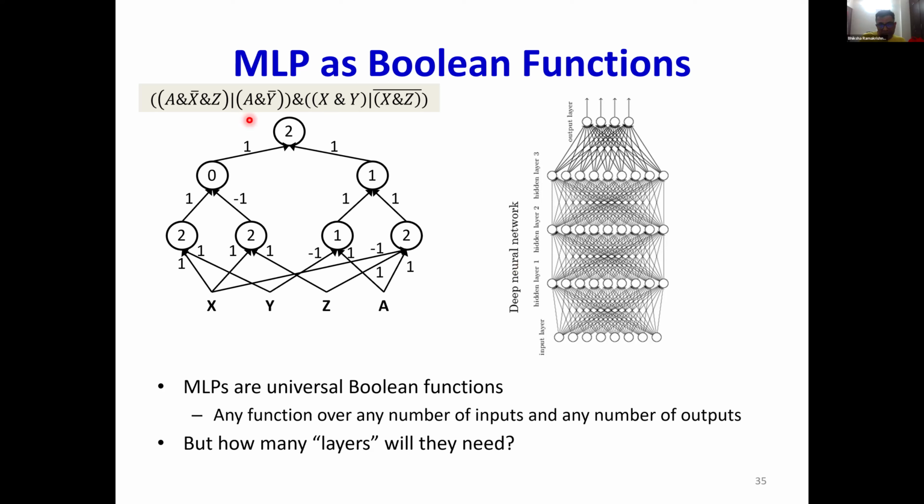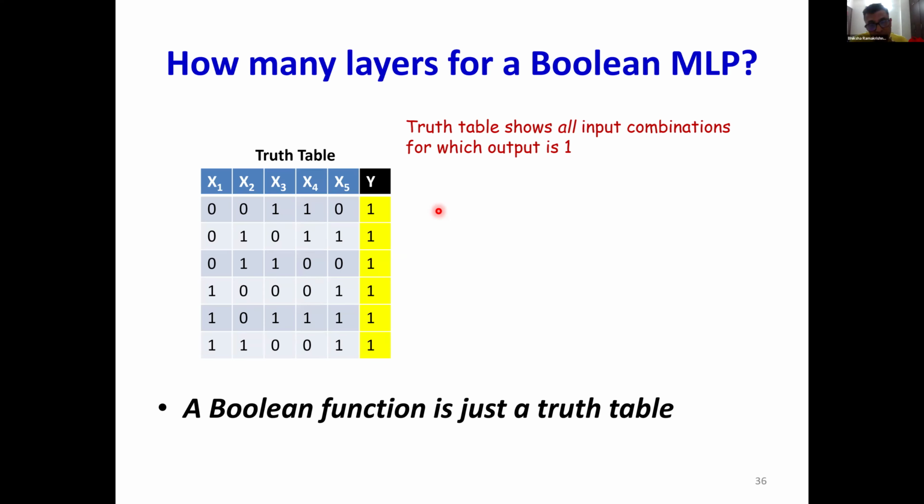But then, how many layers will the MLP need? So for example, for this ugly function, I have 2 hidden layers. This MLP has 3 layers. What is the smallest number of layers that an MLP will require to compute a Boolean function in the worst case? Anybody? 1 hidden layer. That's correct, right? And why is that? Can someone tell me? Let me explain. Any Boolean function can be written as a truth table, correct? Yes or no?